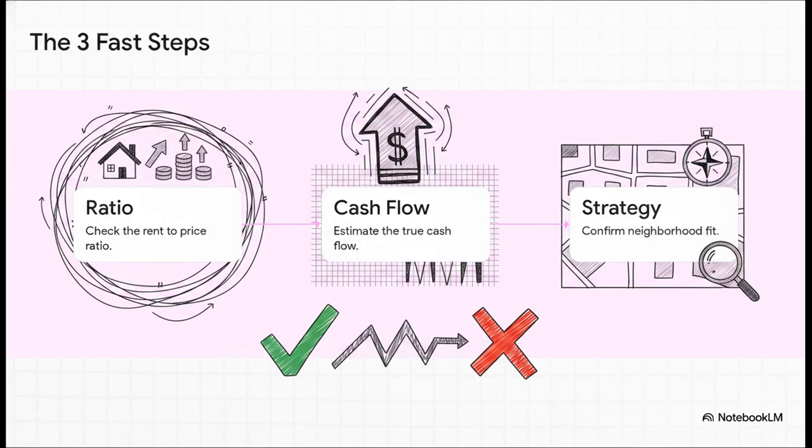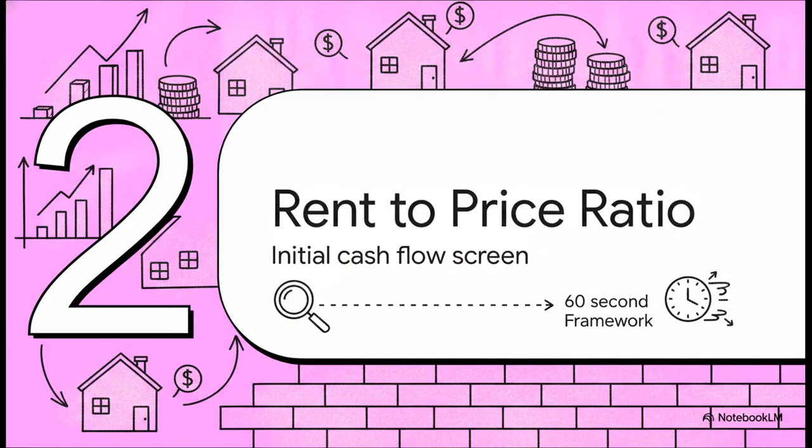So, to avoid analysis paralysis when sorting through Kansas City's relatively affordable inventory, you just need to follow 3 rapid-fire steps to see if a deal is worth your valuable time. First, check the rent-to-price ratio. Second, estimate the true cash flow. And third, confirm the neighborhood strategy fit. Think of these 3 steps as your early warning system for a bad deal and your green light for a good one.